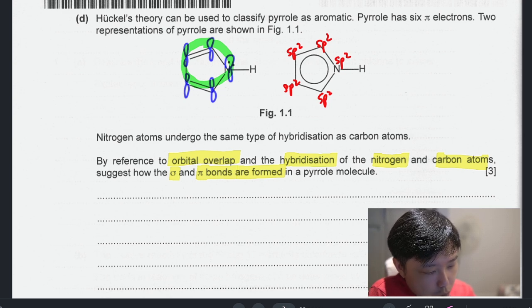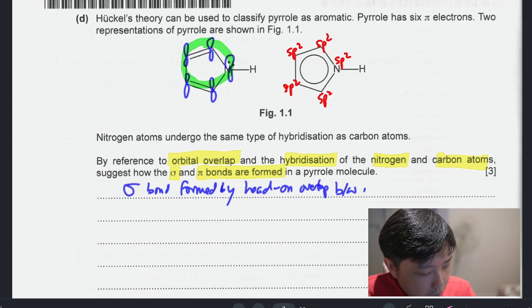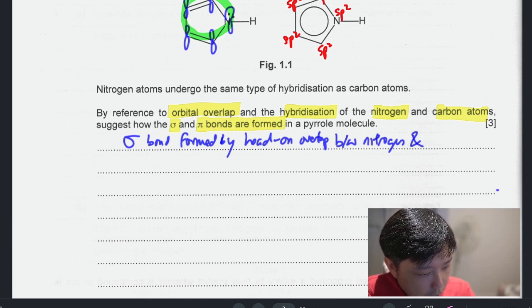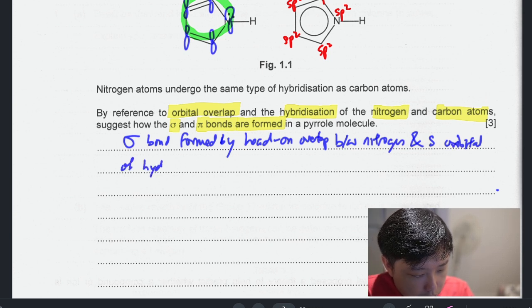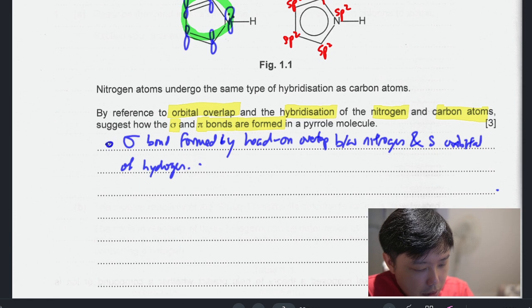And we need to describe how the sigma and pi bonds are formed. For the sigma bonds, you just need to say that there's a head-on overlap between sp2 orbitals. So let's write it down. Sigma bonds formed by head-on overlap between sp2 orbitals, and between nitrogen and the s orbital of hydrogen. So this will form 6 sigma bonds.